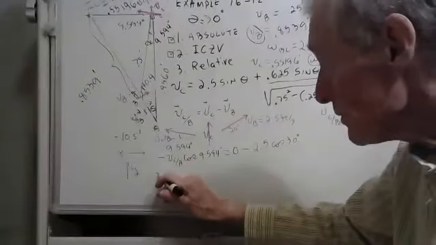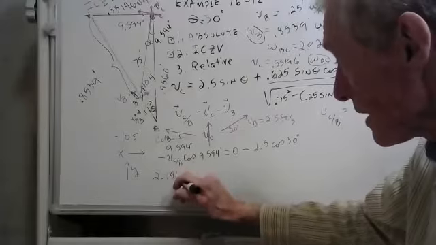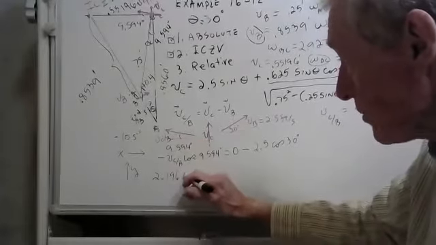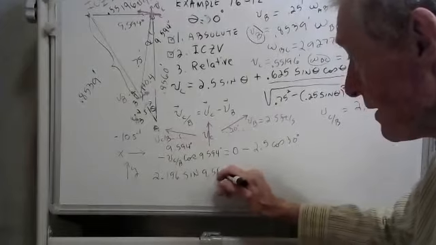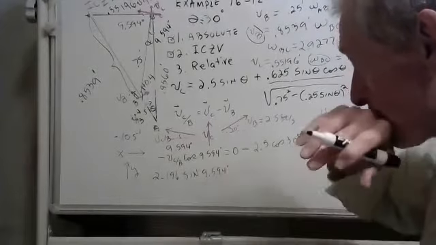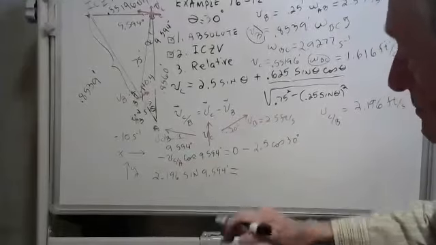So it's 2. We don't want that minus, so that would mess us up. It's 2.196. That's how big it is. And you go sine of the 9.594 degrees, because it's going up. And then you put an equal sign.